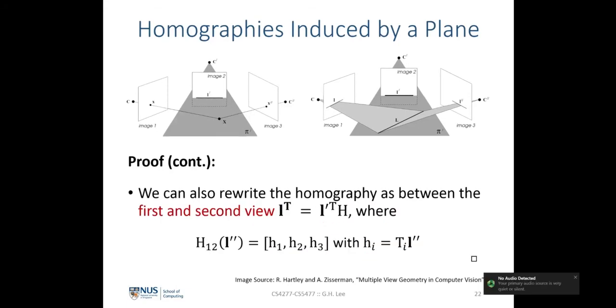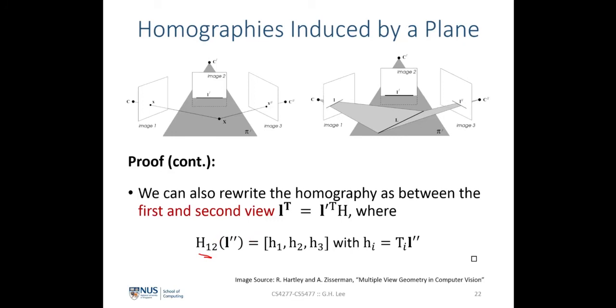So in similar vein, we can also rewrite the homography between the first and the second view as L transpose equals to L prime transpose multiplied by H, where H here defines the homography between the first and second view, which we denote as H12 over here.